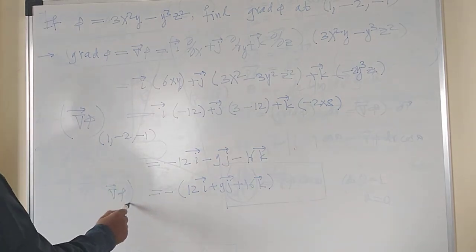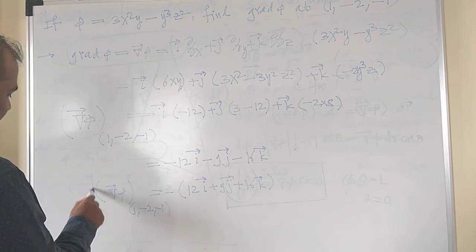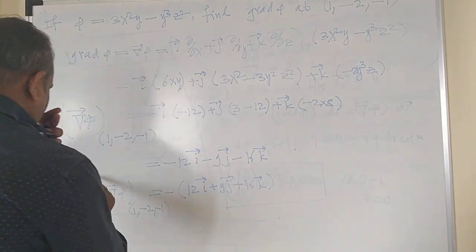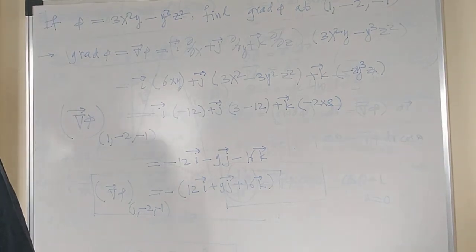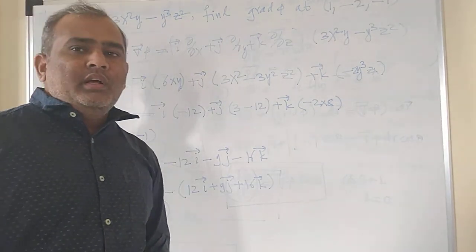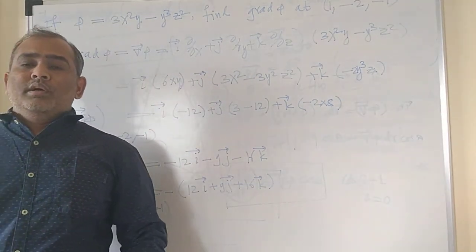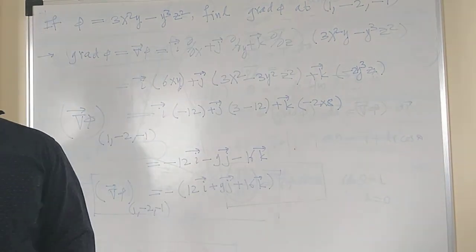So the value of grad phi at the point 1, minus 2, minus 1 is equal to this one. So this is how you can solve the problem of the gradient of the scalar point function. Hope you have understood this problem. This is a very simple one. In the next video we will solve some more problems based on the gradient of the scalar point function. Thank you.